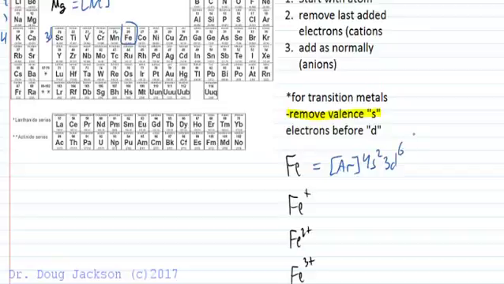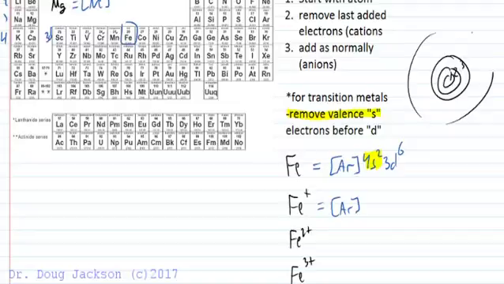Okay, and we're not borrowing, or it's not one of our exceptions like chromium or copper, so we're set for iron. Then we want to take off an electron. Here's where we're a little bit different. We take away the valence electrons first. Because the 3 level is inside of the 4, the 4s electrons are actually valence. The 3d electrons, along with the 3s and the 3p, are actually inner core electrons.